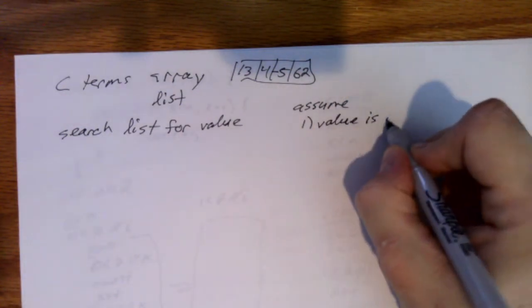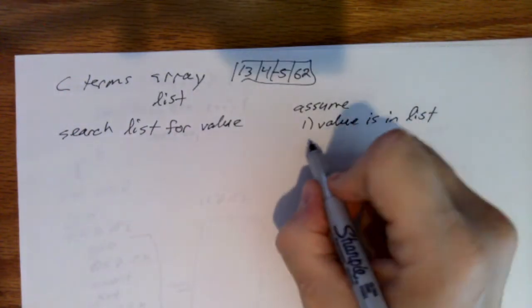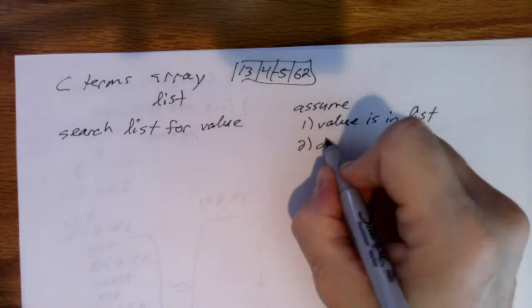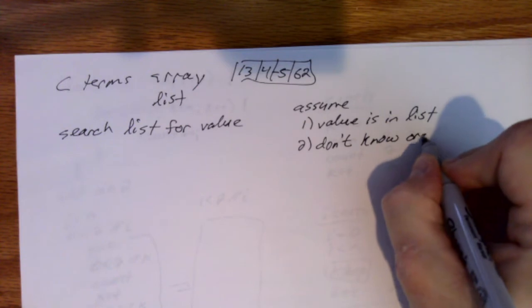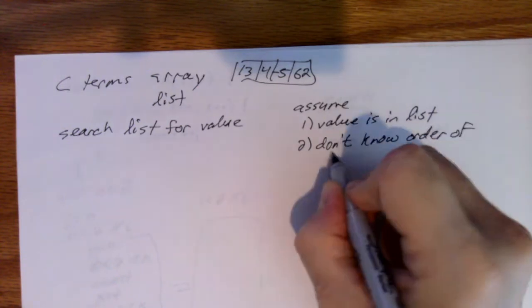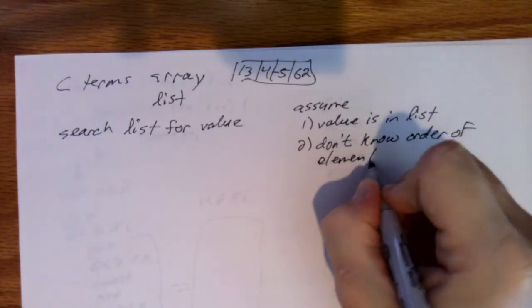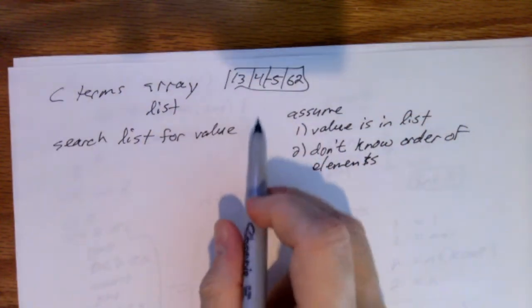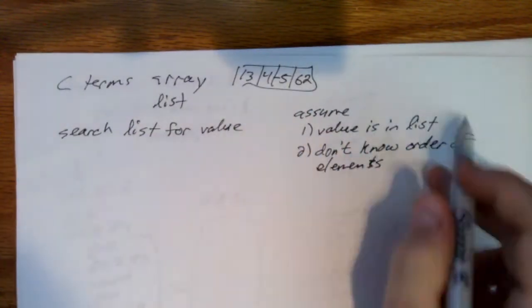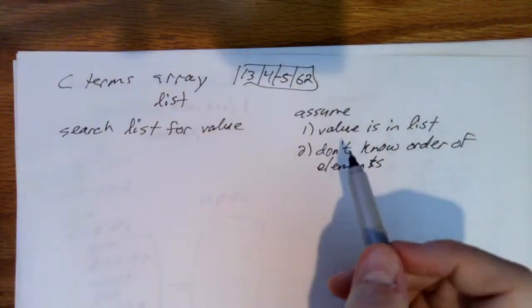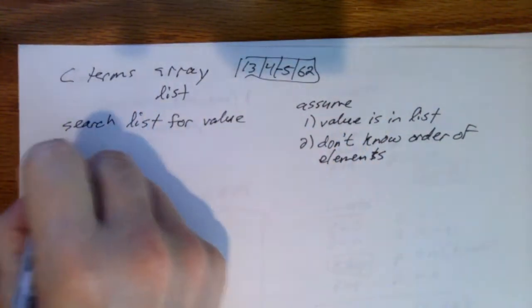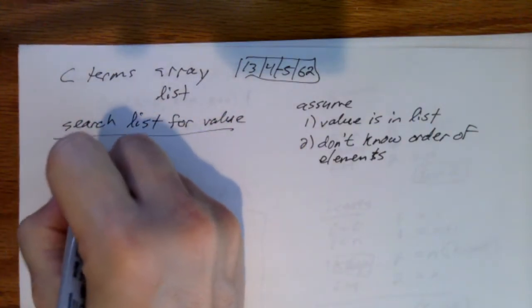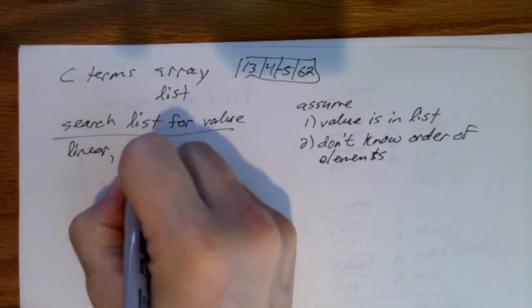Value is in list, so it will always be here somewhere. And 2, we don't know the order of elements. Which means this could be sorted, it may not be sorted, it may be reverse sorted. We don't know, so we're not making assumptions. And when that's true, typically what we would do is perform what's called a linear search or a sequential search.